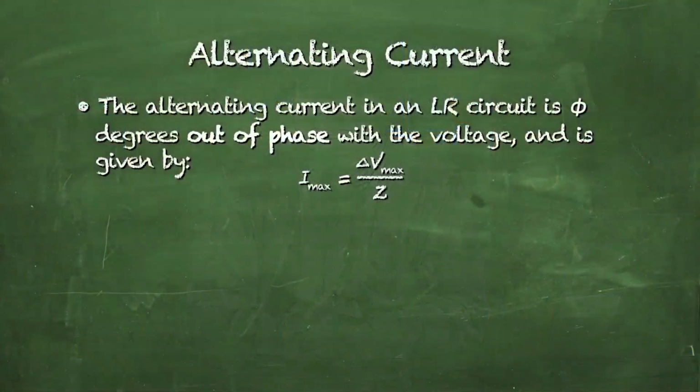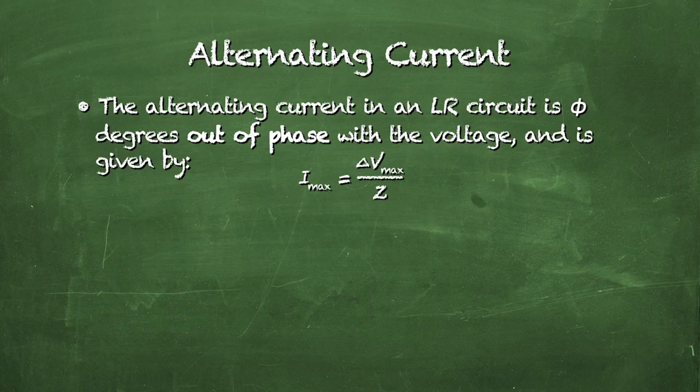What if we have both a resistor and an inductor? If we have both an inductor and a resistor, then we call that an LR circuit. L for inductor, R for resistor. And the alternating current in an LR circuit is phi degrees out of phase with the voltage. And the maximum current is given by I max is equal to delta V max divided by Z, where Z is the impedance.